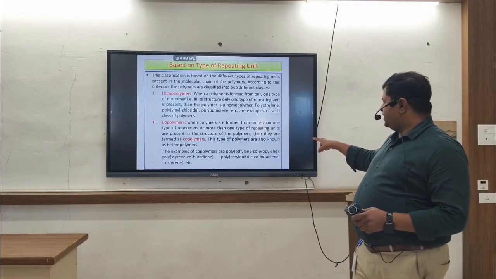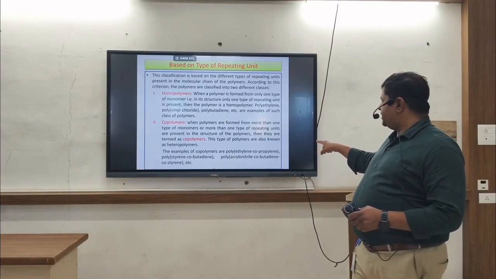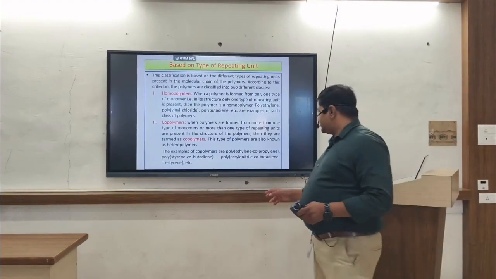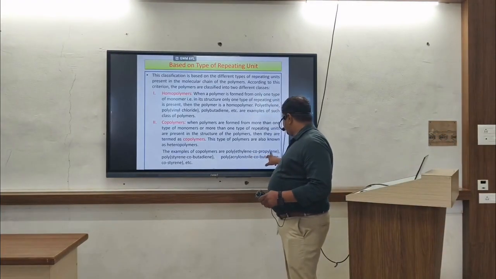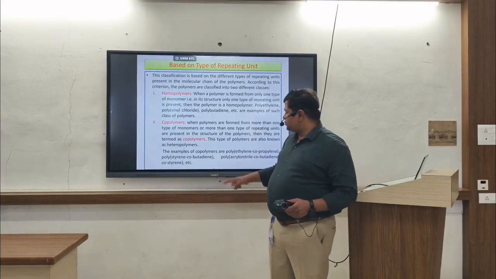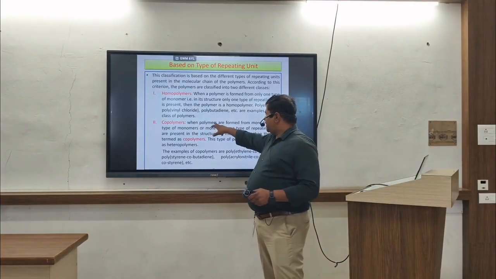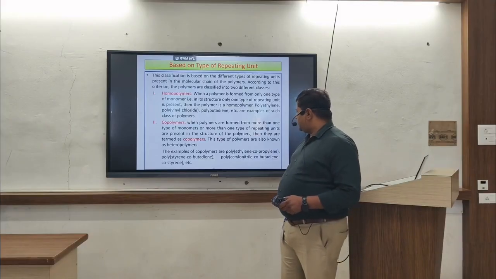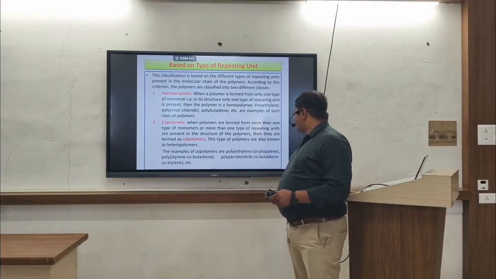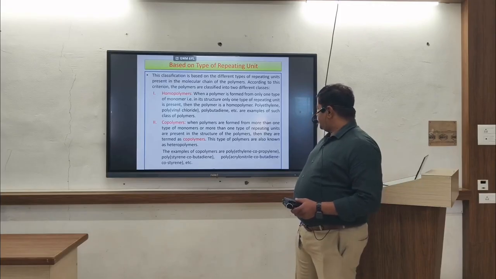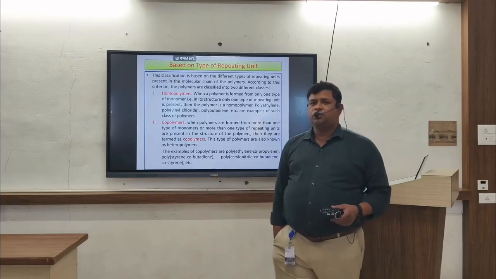-co-butadiene, and polyacrylonitrile-co-butadiene-co-styrene. So that means here you can see that polyethylene and polypropylene are coming together. That means these two monomers are different, and from these two monomers we are going to have a polymer. When polymers are formed from more than one type of monomer, or more than one type of repeating unit is present in the structure of the polymer, then they are termed as copolymers.